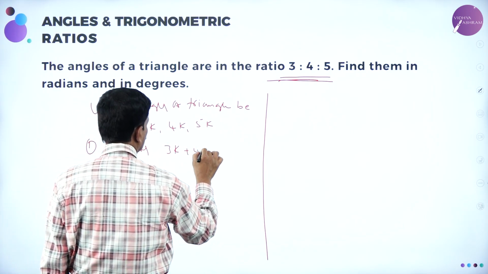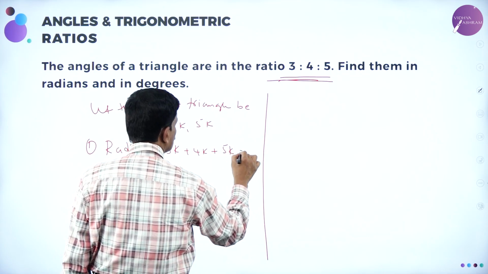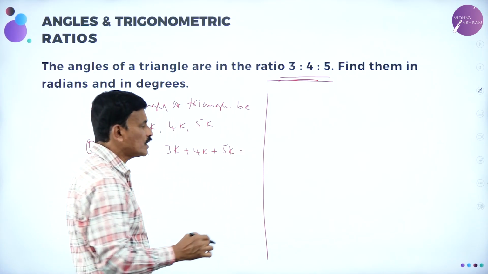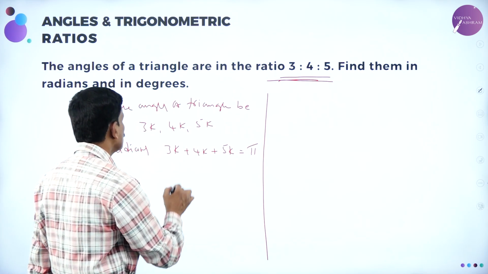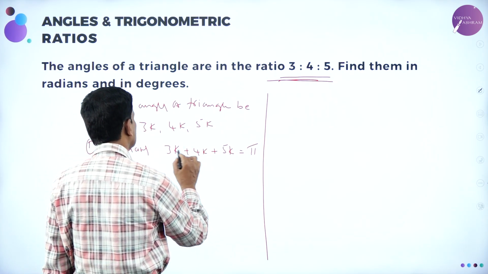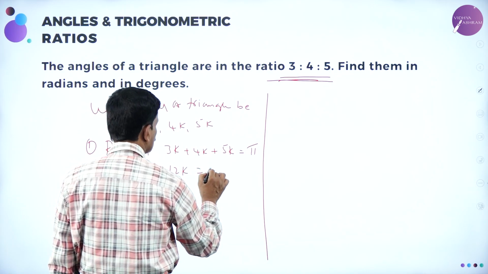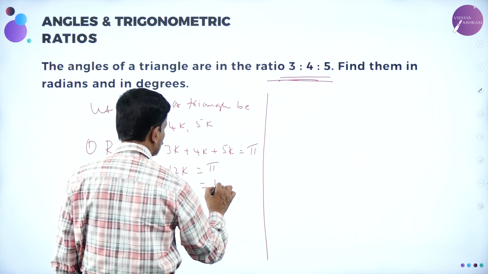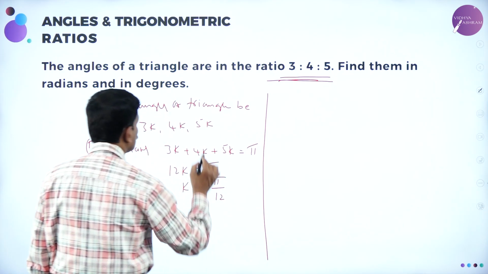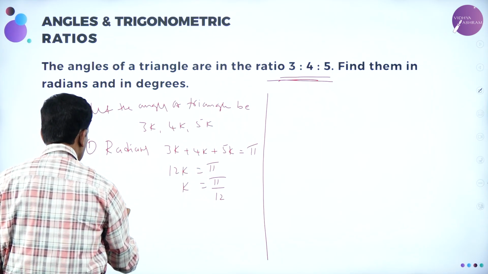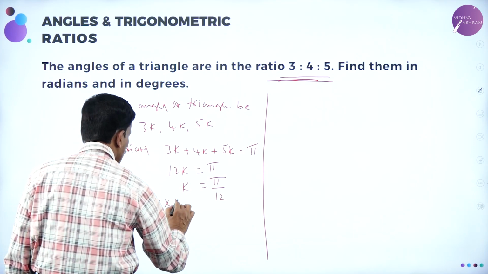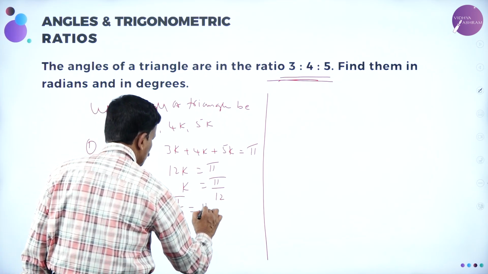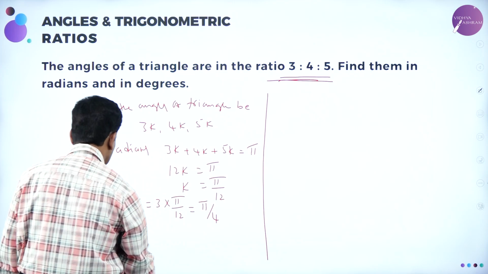3K plus 4K plus 5K. Sum of three angles is equal to 180 degrees. 180 degrees means that's equal to pi radians. So, 5 plus 4, 9, 9 plus 3 is 12K is equal to pi, therefore, K is equal to pi by 12. So, therefore, in radians, A is equal to 3 times K, 3 into pi by 12, that is nothing but 3 4s are, this is pi by 4.